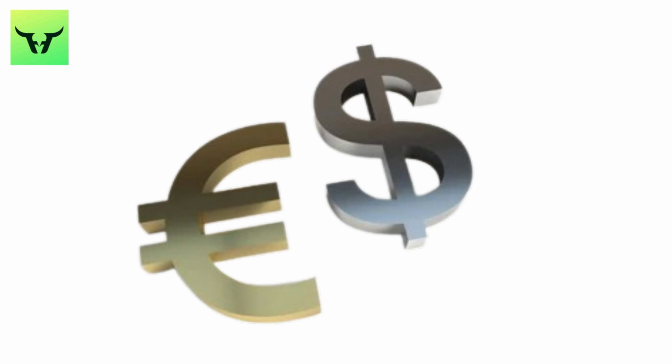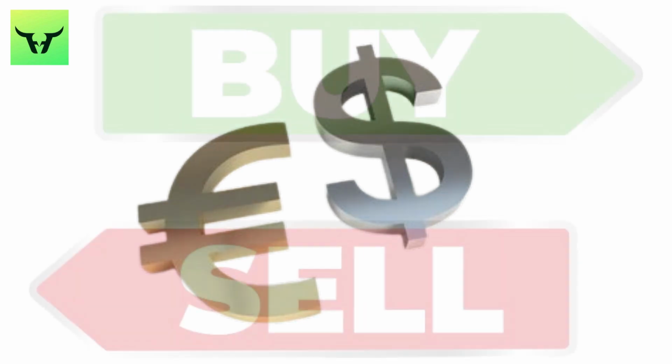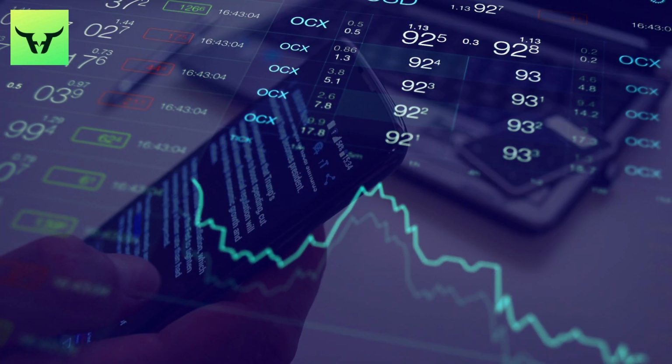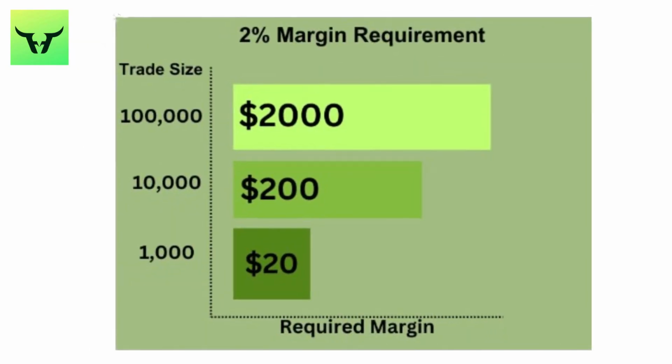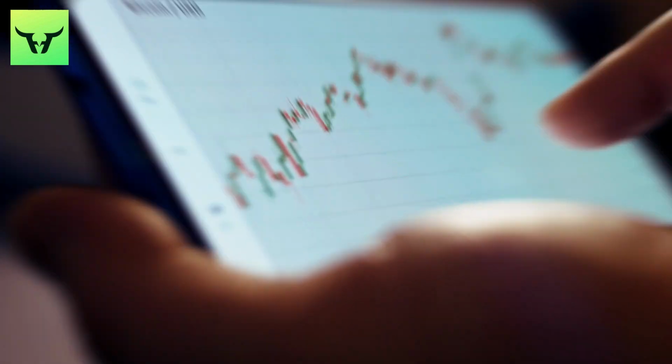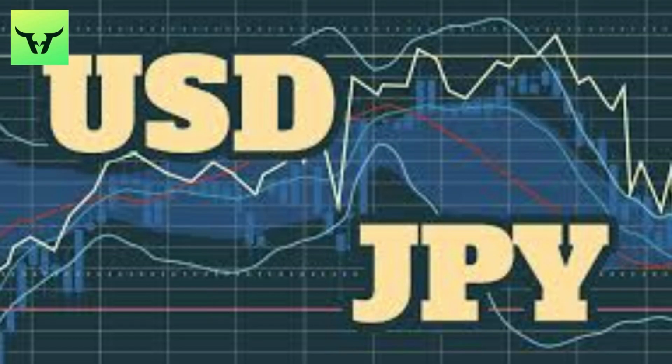Consider the EUR/USD pair, which pits the euro against the US dollar. If you wish to purchase or sell 100,000 EUR/USD units without utilizing leverage, you'll need the full $100,000 in your trading account. However, with a 2% margin requirement, you would just need $2,000 to get started and maintain that $100,000 EUR/USD trade.